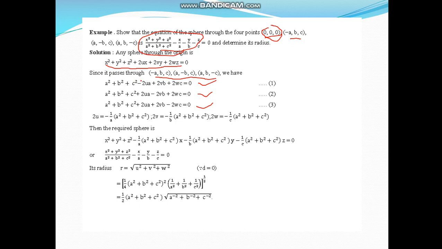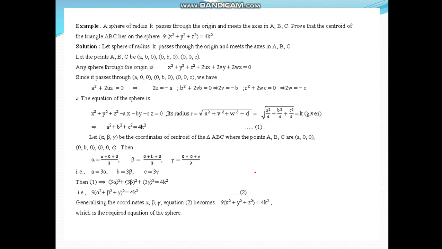Just subtract equation 1 from 2, 2 from 3 and 3 from 1. You will get value of u, v and w. Substitute value of twice u, twice v and twice w in this equation. So we will get equation of sphere. Now we can find radius, which is given by this formula. So you will get this result here for radius.